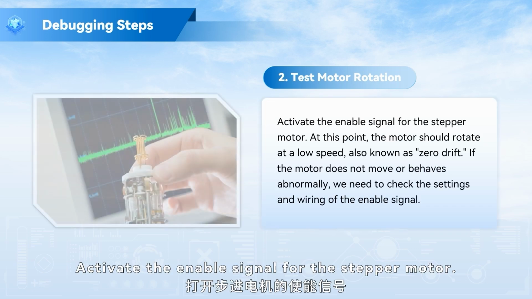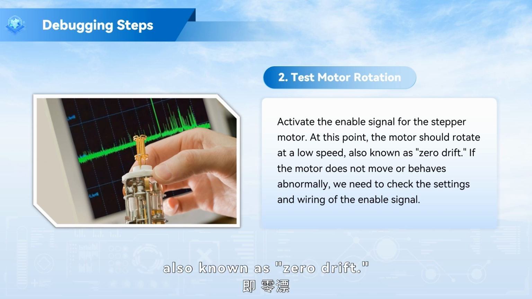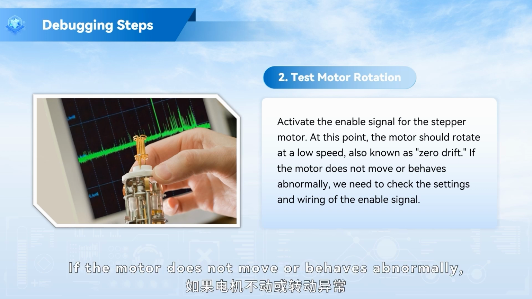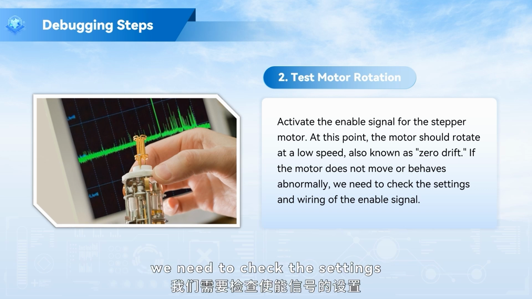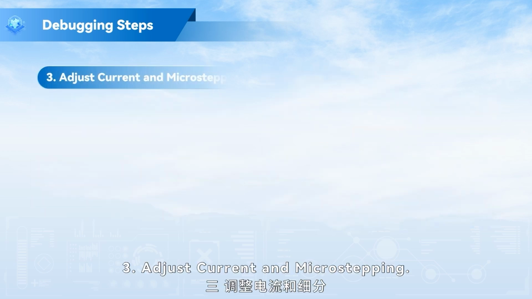2. Test motor rotation. Activate the enable signal for the stepper motor. At this point, the motor should rotate at a low speed, also known as zero drift. If the motor does not move or behaves abnormally, we need to check the settings and wiring of the enable signal.